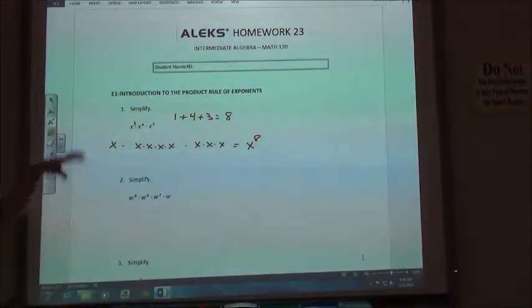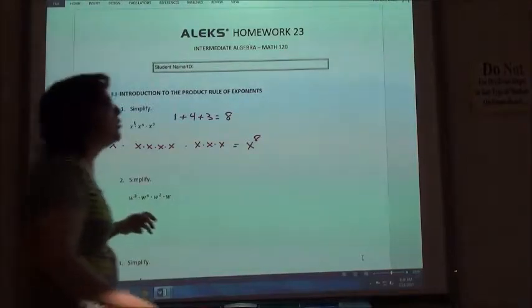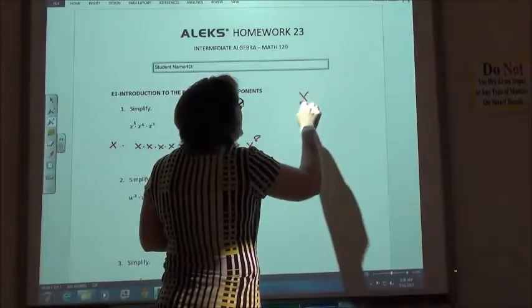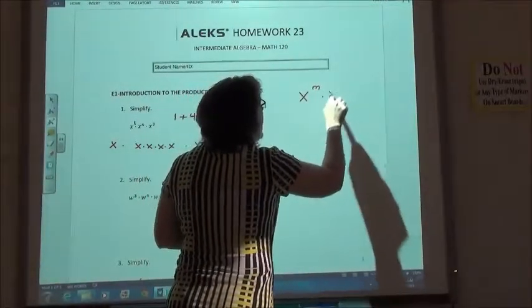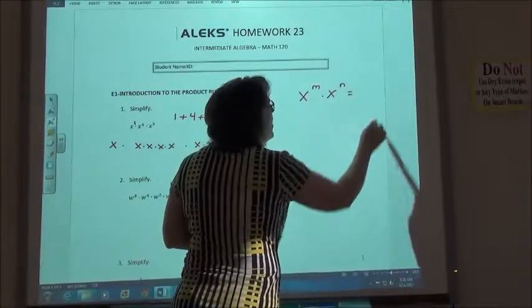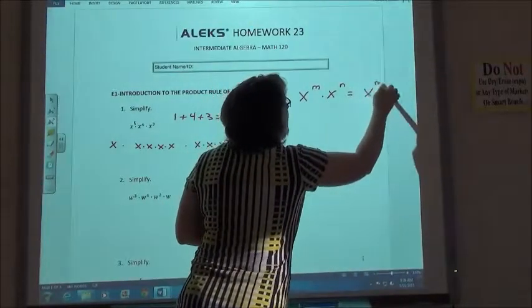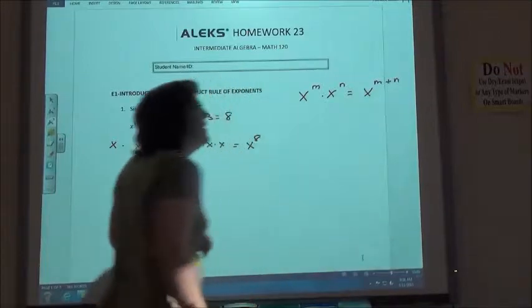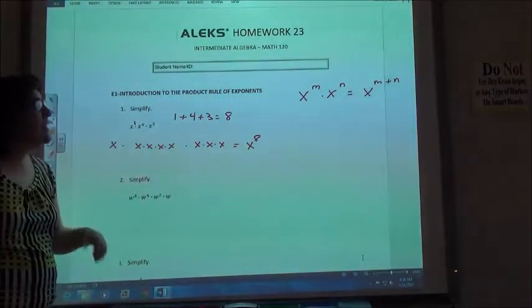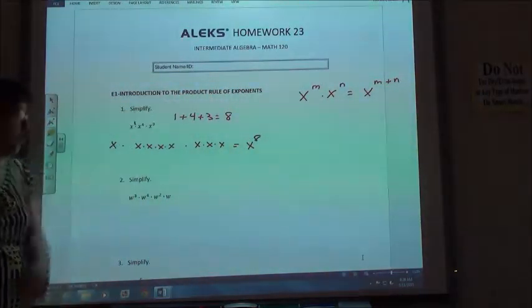So in algebra, they're going to show you the rule like this. If I have x to the m times x to the n, I can combine it into x to the m plus n. When I'm multiplying with the same base, I add my exponents.